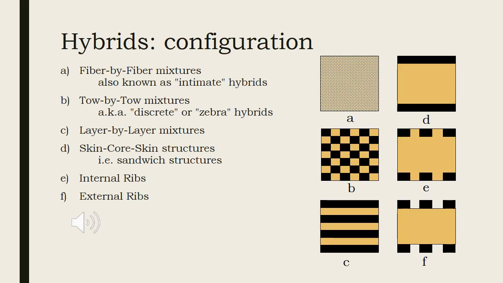There are 6 different configurations of hybrid materials shown in the slide. The fiber by fiber hybrid composite consists of 2 or more fibers in a matrix system. The different fibers reinforce with a suitable matrix for preparing the hybrid composites.